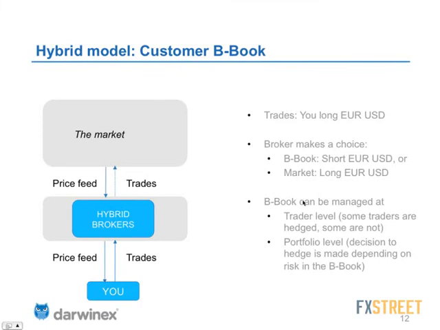So a B book can be managed at the trader level, in which case some traders are hedged and some are not. This is very important to specify. If you have a trader that is making money consistently and you are a dealer, it's basically the same situation as whenever a casino has a poker player that always comes in and makes money consistently. In that situation, the casino learns over time that, say, Peter is a very good poker player, and what they do at the casino is to deny Peter access to the casino, because obviously they don't want to be losing on a consistent basis.